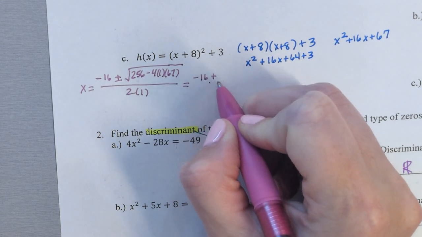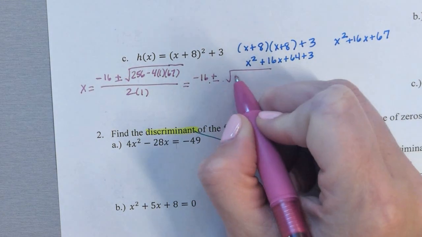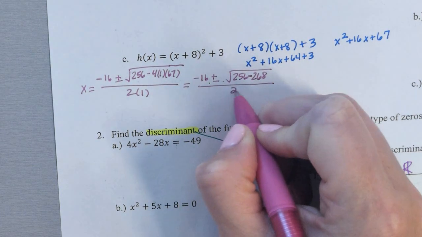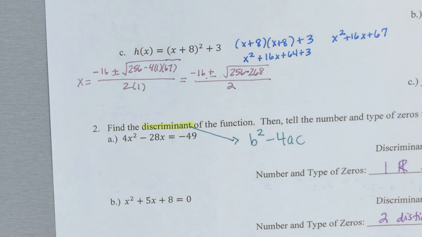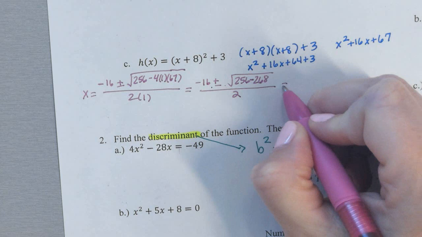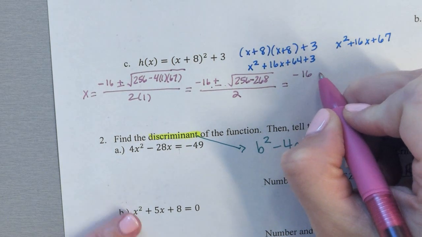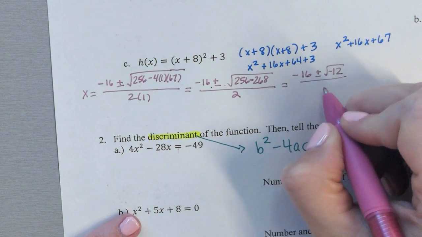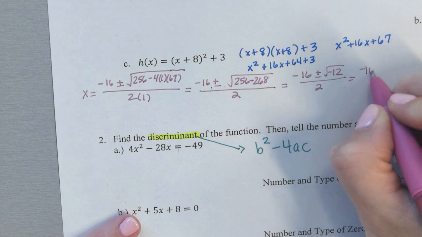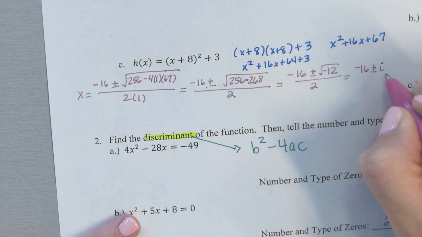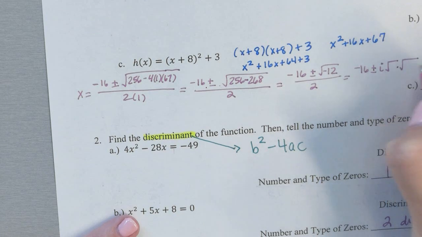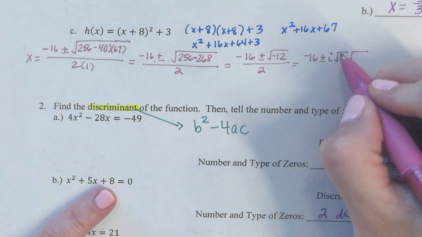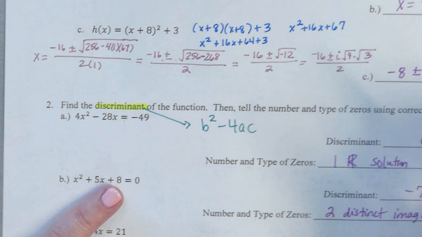So this is negative 16 plus or minus 256 minus 268 over 2. And then I get negative 12. So when you have a negative, remember, you are going to put in what variable? I. So negative 16 plus or minus the I. And then what's the perfect square in 12? 4. So this would be 4 and 3 over 2.